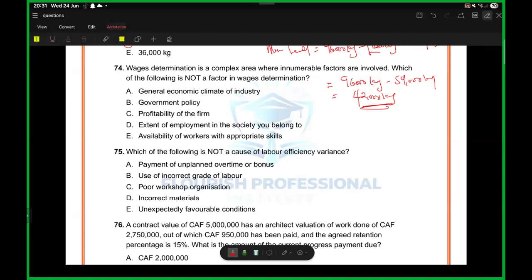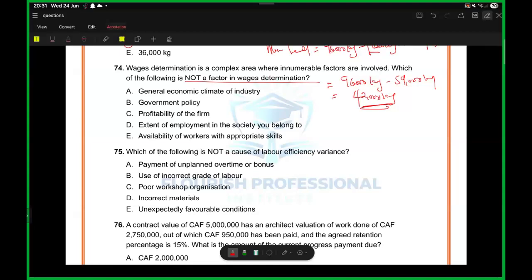Is it A? They said it's not a factor. I mean, all of them are a factor when you want to determine the wage. So which one is not a factor? This one is very simple. The answer is over there clearly.